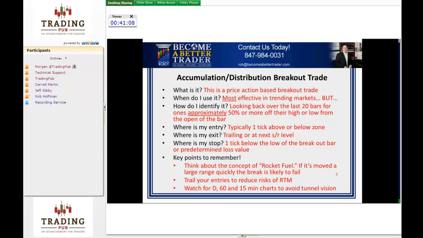Where's my entry? Well, once I identify that zone, it's typically one tick below or above that particular zone. And I'm going to show you lots of examples of this in just a few minutes, gang. I'm just trying to get right into the meat and potatoes of it. And so where's my exit? Typically, I like to trail. I could make a case for that all day long, but suffice it to say, for the purpose of our time together today, just understand that I like to trail the trades.